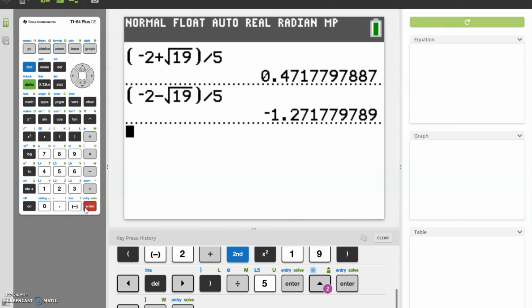If I press enter, look, I get -1.2717797789. Again, when we were looking at this previously, it stopped here at the 5th decimal place, but there was an 8 here. So it had rounded to this place. It looked over and said there's a 9 next to it. I should round this up if I'm going to cut my decimal short.